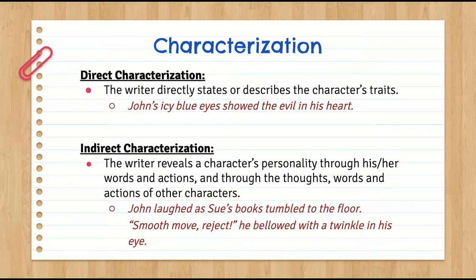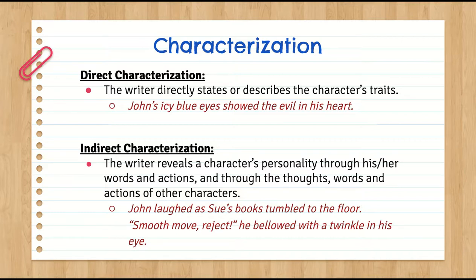So, John's icy blue eyes showed the evil in his heart. If you look at that example there, you want to think to yourself, what is the author or the writer telling me directly about that person? What can I capture from that? Well, I know he has icy blue eyes, and I know that he's evil. And I know that the icy blue eyes kind of help to show that he has evil inside of his heart, right?